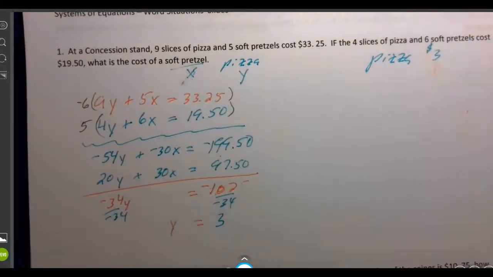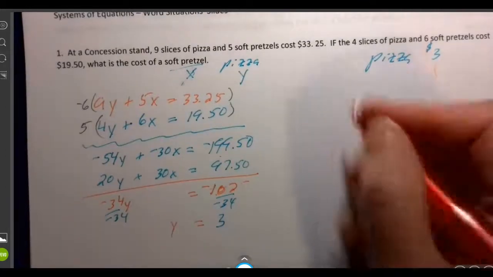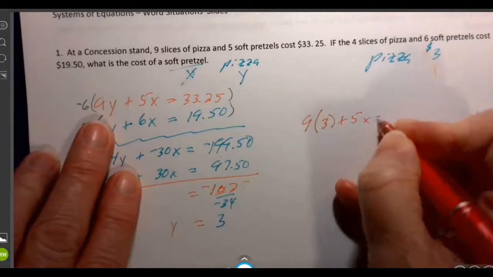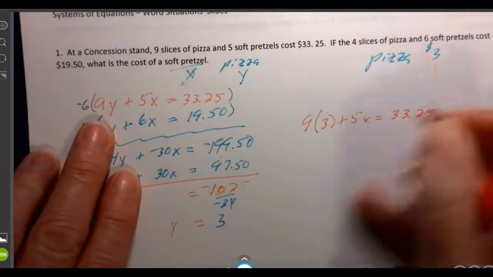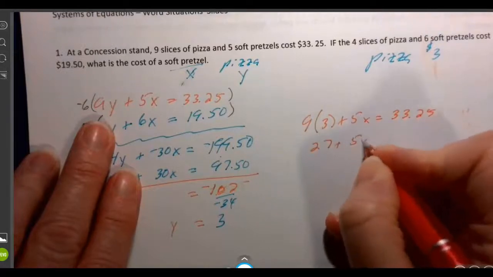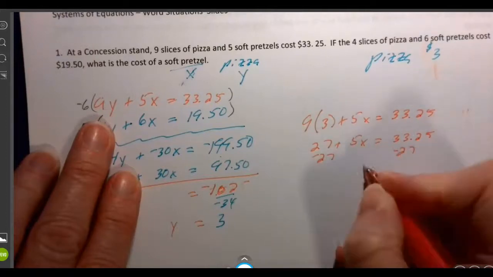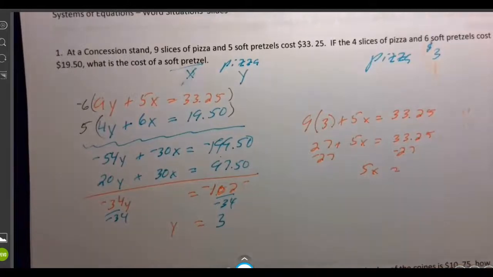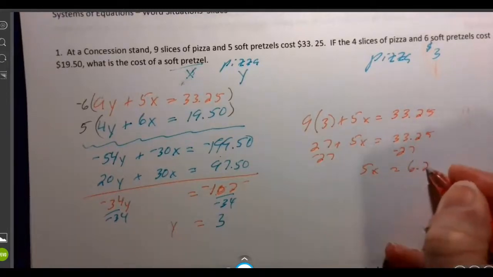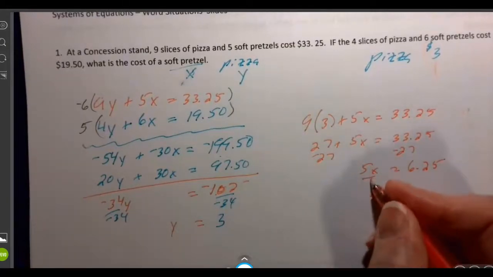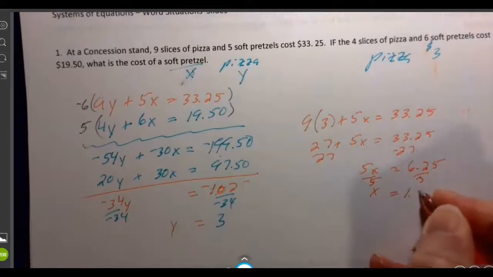It's no big deal. I'm just going to plug that in. So now I'm going to find out what the other one is. I have the pizza, so 9 times 3 plus 5x is equal to 33.25. Minus 27 from both sides. And when I divide by 5, I get X is equal to $1.25.